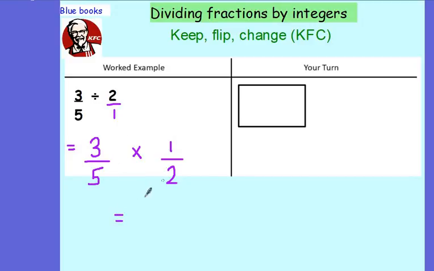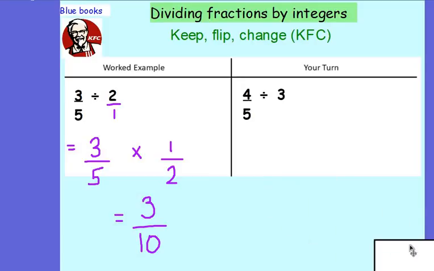I've now got 3 times 1 on the top, which is 3. And 5 times 2 on the bottom, which is 10. Over to you, Year 7. In your dark blue books, here's one for you to try.